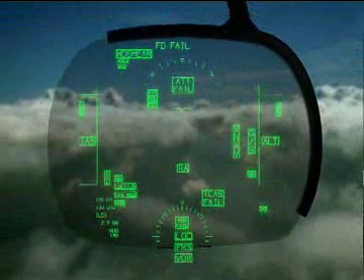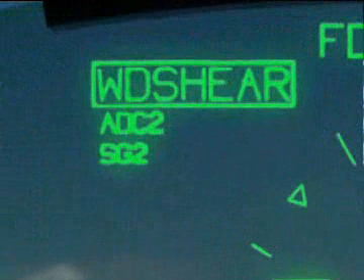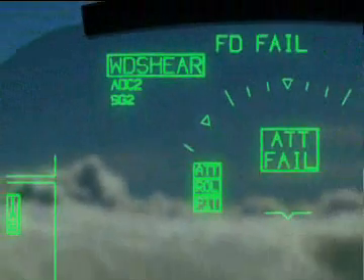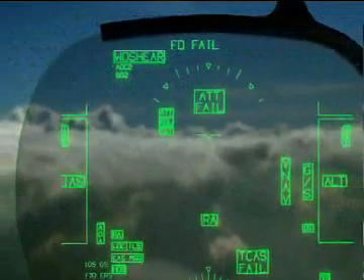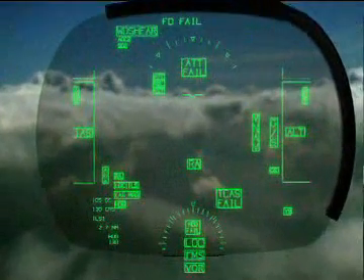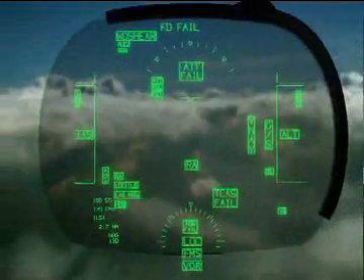Symbol generator source selection is indicated by SG1 or SG2 in the upper left portion of the display. SG1 indicates that SG1 is selected as both the pilot's and co-pilot's SG source. SG2 indicates that SG2 is selected as the pilot's SG source. Localizer miscompare during approach is indicated by boxed characters LOC or ILS in the lower left portion of the display.